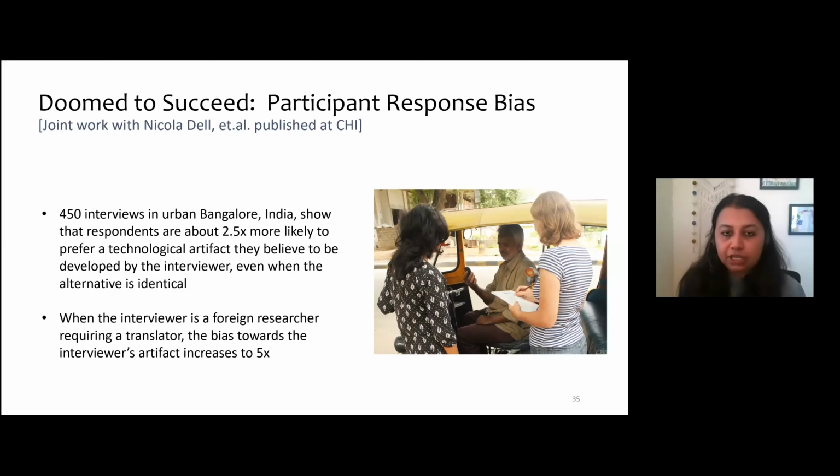One thing that we learned was that when you're testing your technology, especially in the context that I've been talking about, people might say that they'll use your technology because they don't want to offend you. If you take a technology to the field, they might say, oh yeah, I'll use it, but eventually not use it. They do this because they don't want to offend you. It's known as participant response bias in human-computer interaction, and we studied this systematically.